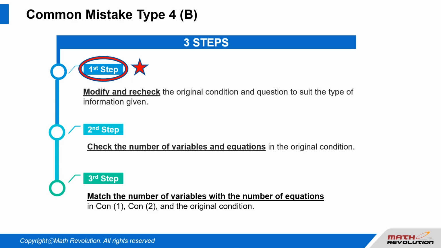In this video, we'll be talking about common mistake type 4B, or CMT4B. Remember and keep 3 steps in mind all the time, especially the first step. Once you've completed the first step, solving the problem becomes much easier.